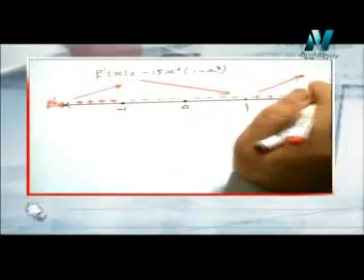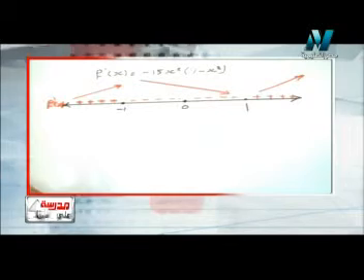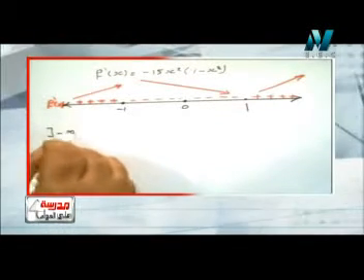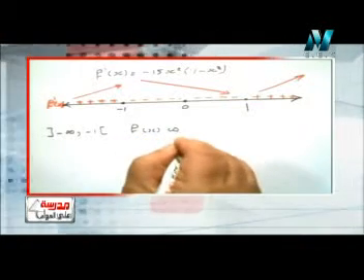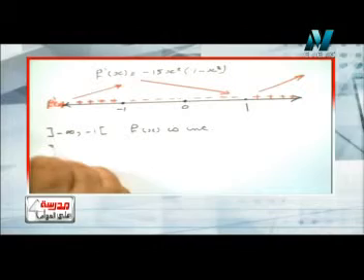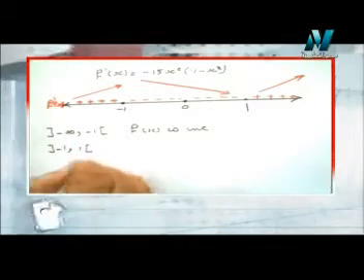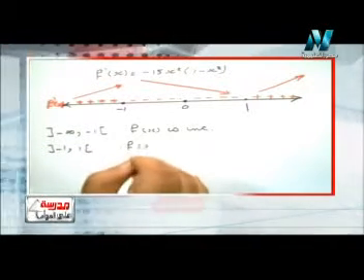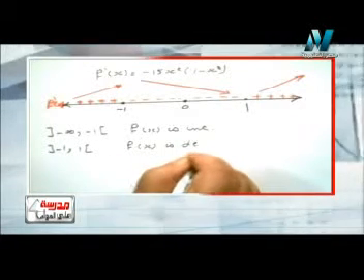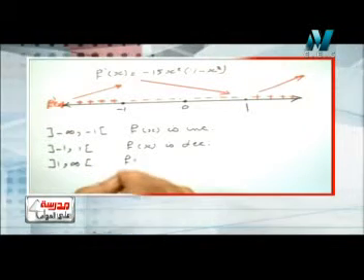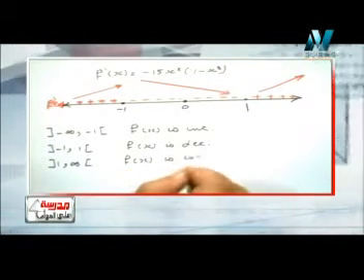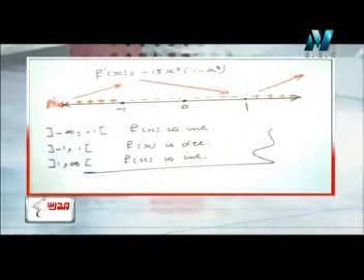يبقى على طول automatically, from negative infinity up to -1, f of x is increasing. From -1 up to 1, the function f of x is decreasing. From 1 up to infinity, f of x is increasing. This is the final answer. Do you understand? Thank you. Thanks, Mr. Medhat.